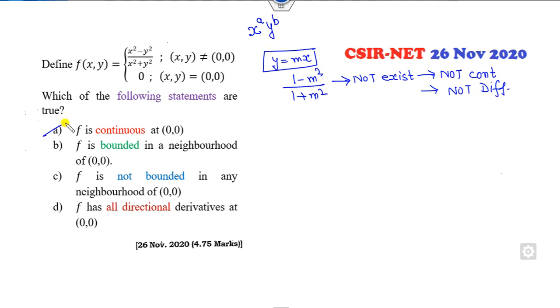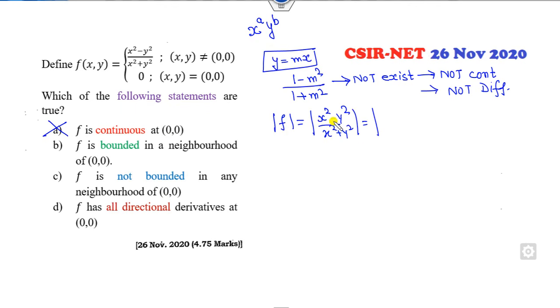So function is continuous at origin, this is cancelled out. Function is bounded. Function is not bounded. Okay, now you can check about the bounded. So that means x square minus y square over here.